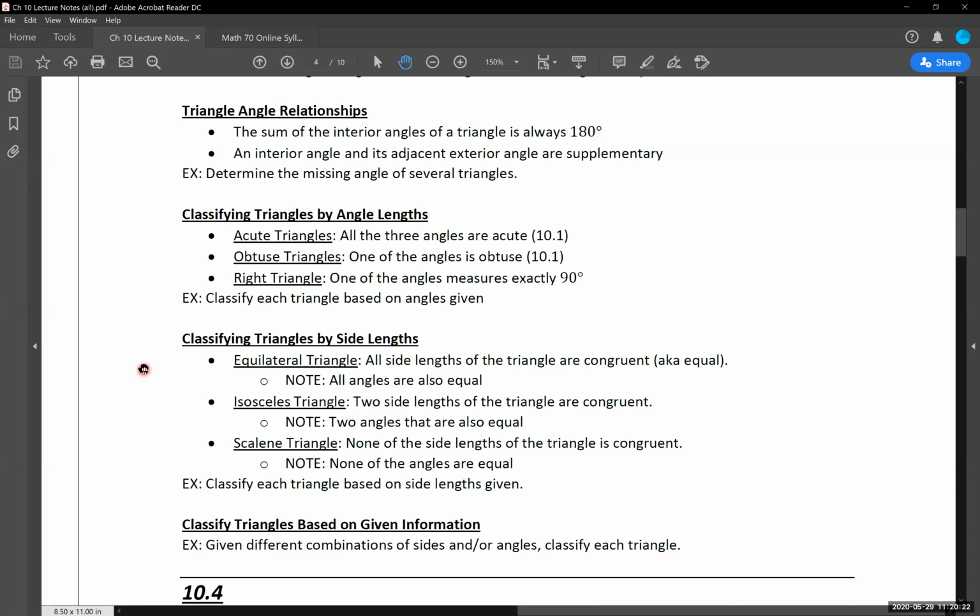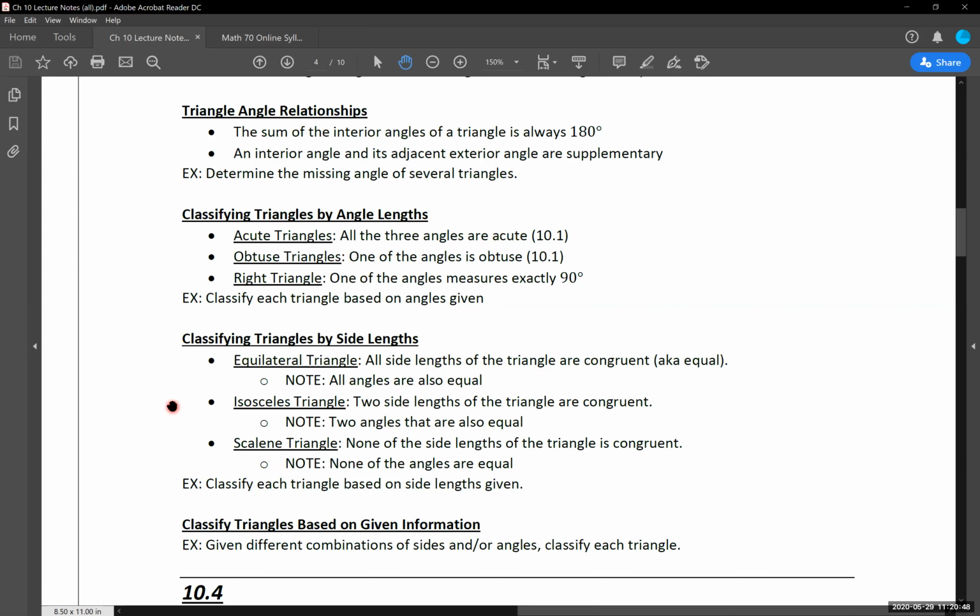An equilateral triangle is a triangle where all side lengths of the triangle are congruent, also known as equal to one another. The really nice part about equilateral triangles is that if all of the side lengths are congruent, then all of the angles are also congruent, or equal to one another. Equilateral triangles are really nice in that regard.